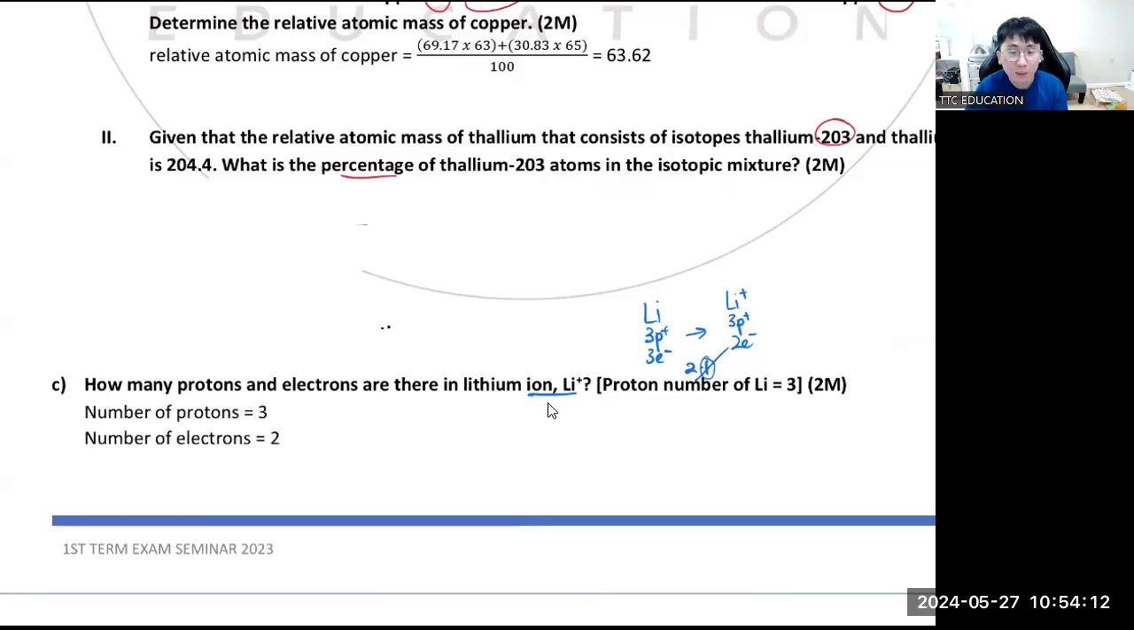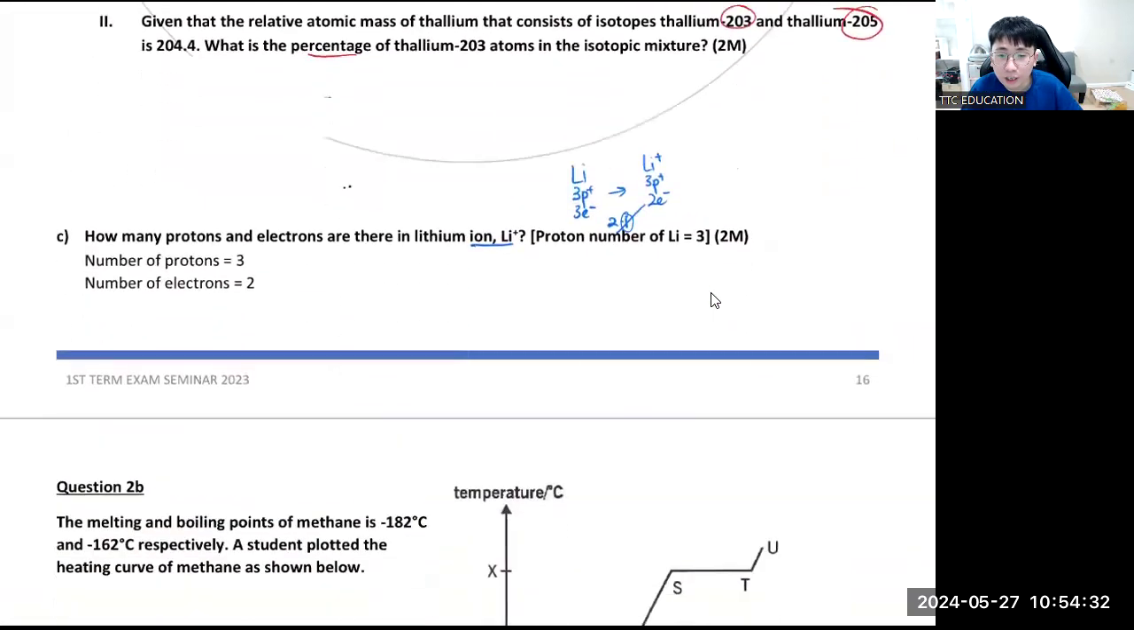So of course, you see proton 3, electron 2. These 2 marks are actually very easy to get. I just worry about careless mistakes. You all think, oh, it's so easy, 3 and 3, and then you get one of them wrong. Okay, moving on. Next one.